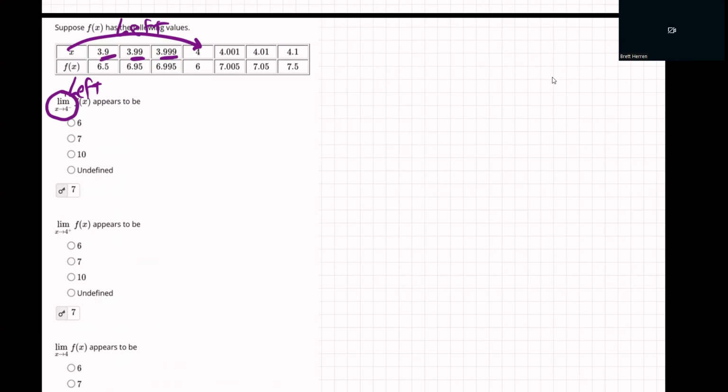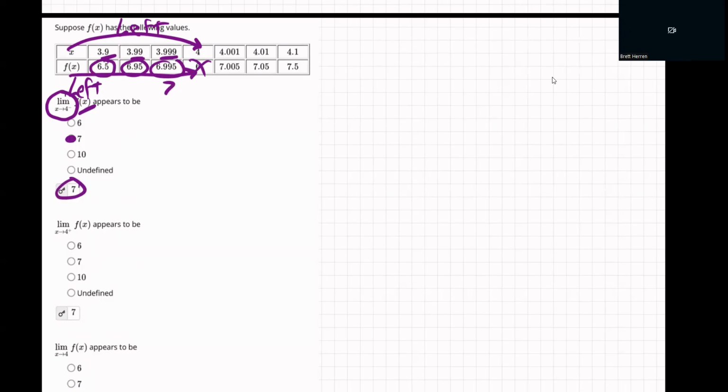So as x gets close to 4 from the left, where does f of x appear to be going? You might say, well, it's going to 6. No, no, no, careful, that's not the answer. The answer is, look at these numbers. If I told you 6.5, 6.95, 6.9995, what is that getting really, really close to? It's getting really close to 7. That's what the answer is, 7 there.